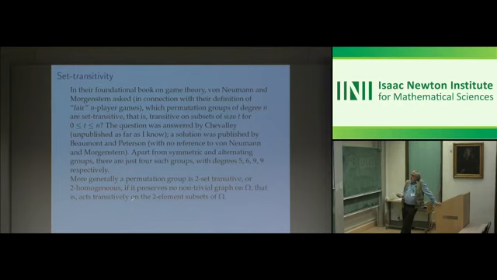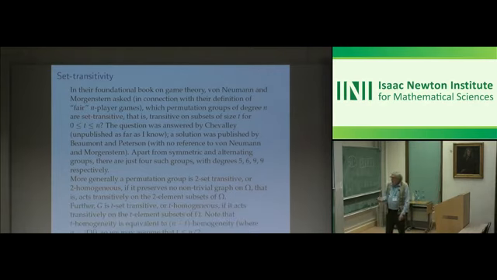And so, more generally, a permutation group is 2-set transitive if it preserves no non-trivial graph on omega, which means it's transitive on the set of 2-element subsets of omega. T-set transitive is the obvious generalization of that, sometimes called t-homogeneous, but I'm a little wary of that term because in infinite permutation groups the word homogeneous has a completely different meaning, and it's easy to get confused.